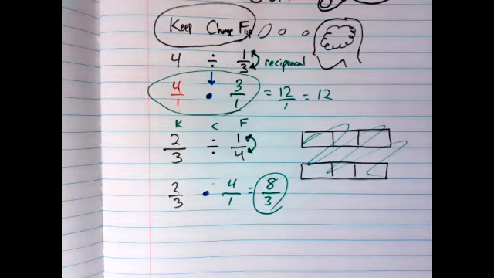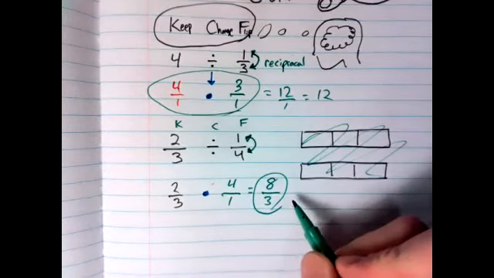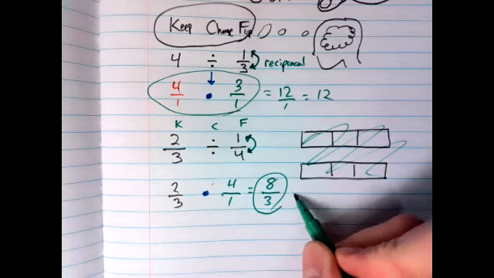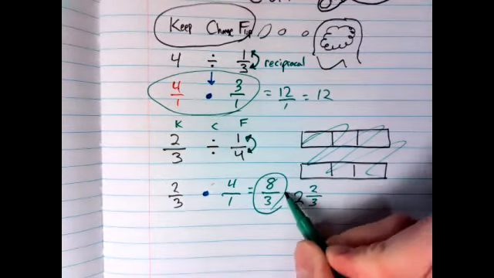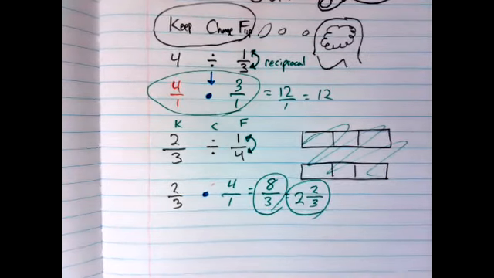Can we keep going? What is the mixed number? How many 3's fit in 8? 2. What's the remainder? 2. Keep the denominator, 3. So 2 2/3 or 8/3. This is simply how we use the shortcut.